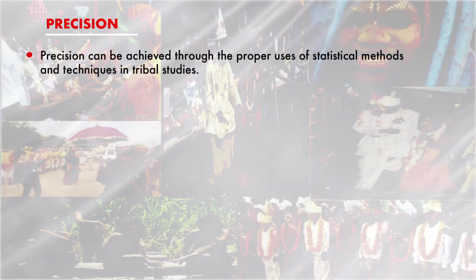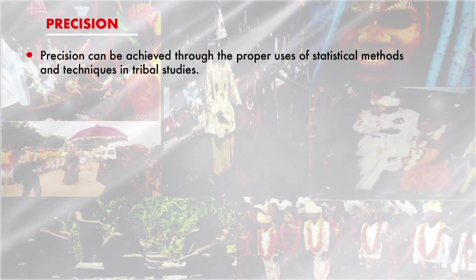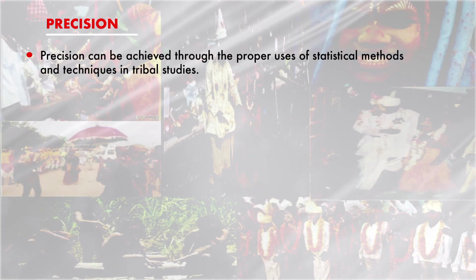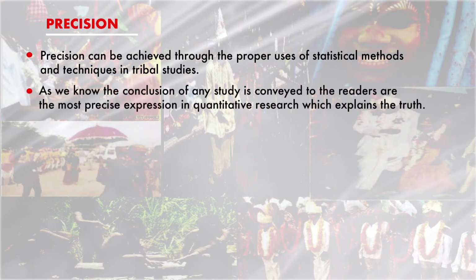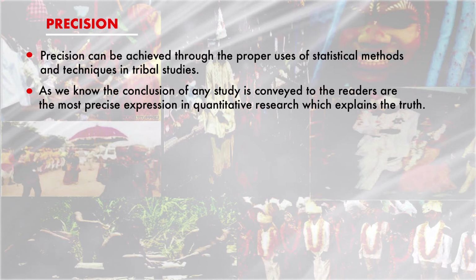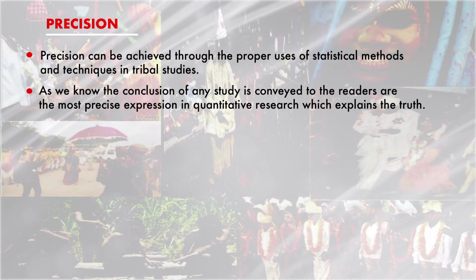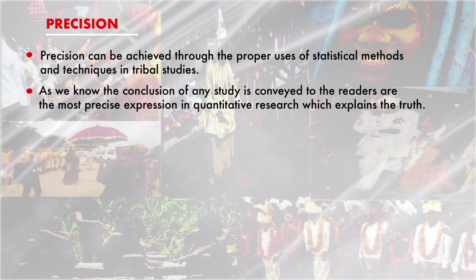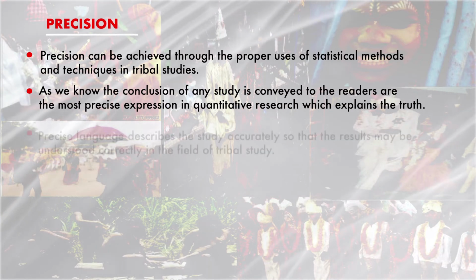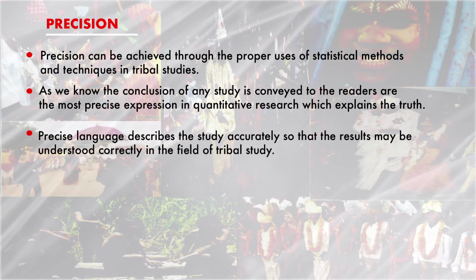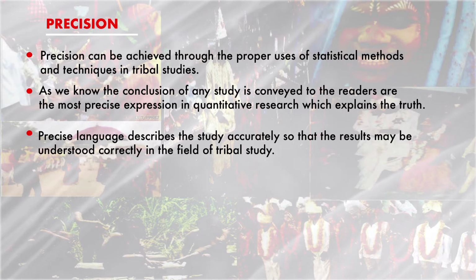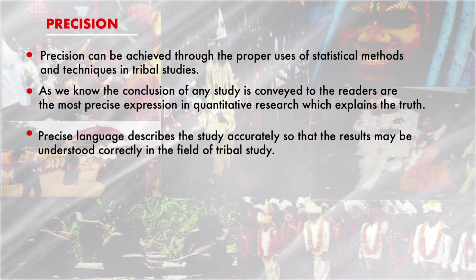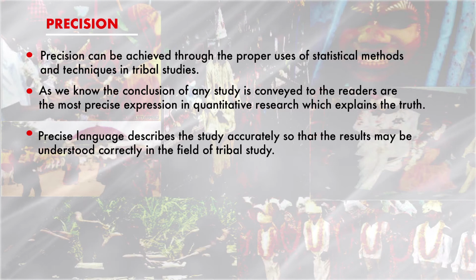The second characteristic, which is very important, is precision. Precision can be achieved through the proper use of statistical methods and techniques in tribal studies. As we know, the conclusion of any study is conveyed to the readers in the most precise expression in quantitative research, which explains the truth. Precise language describes the study accurately so that the results may be understood correctly in the field of tribal study.